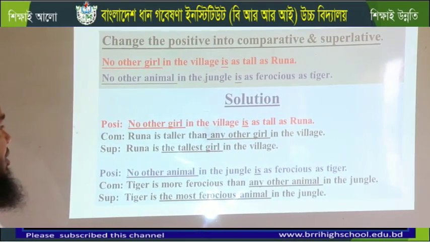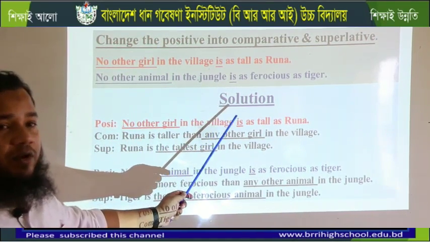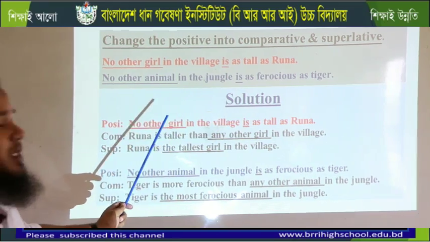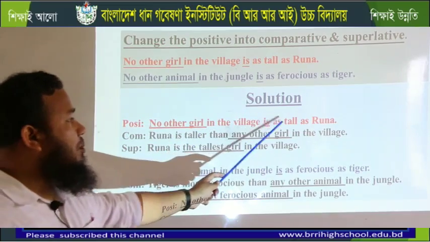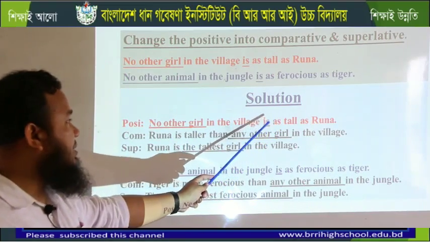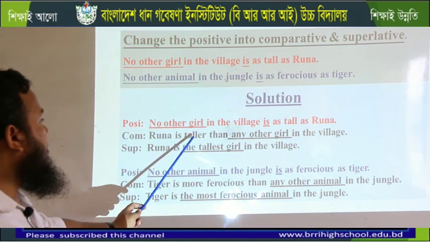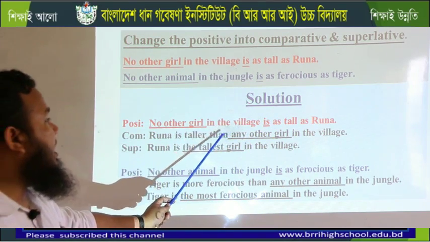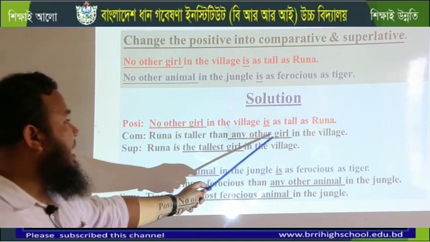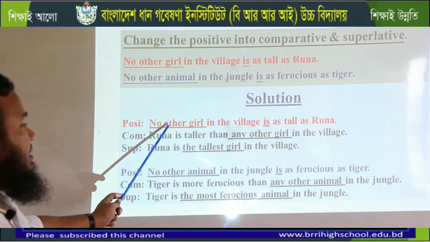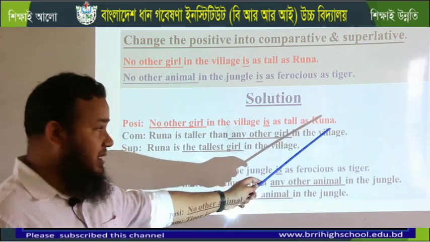And we all know the structure: if the sentence starts with no other, whenever we transform it into comparative degree, at first we will use the subject, then the verb, then the comparative form of the adjective. As we know, the comparative form of tall is taller, so we have used taller here, and in our structure we know, than any other. Look at these underlined words, than any other. Since the sentence started with no other girl, we use than any other and then the rest of the sentence.